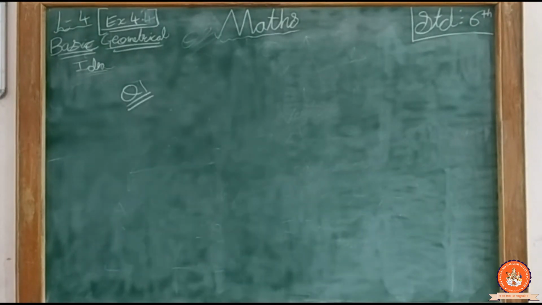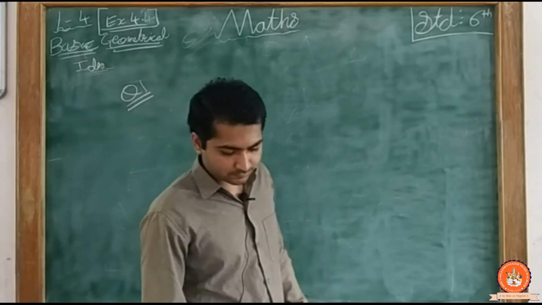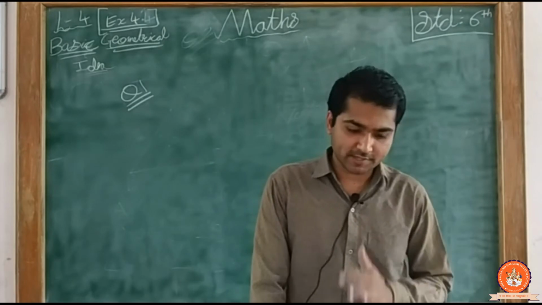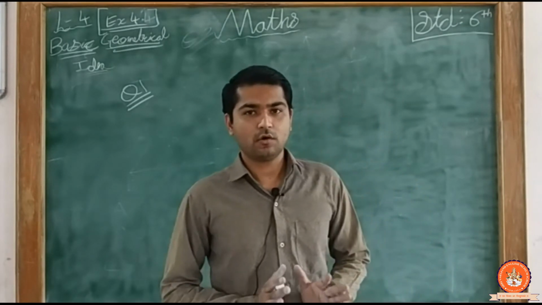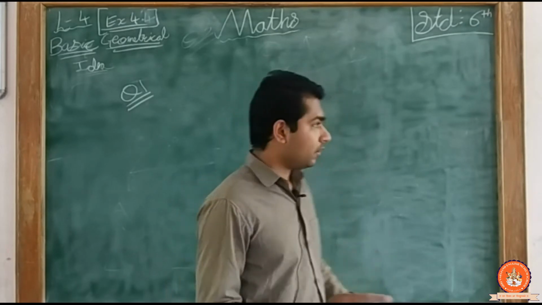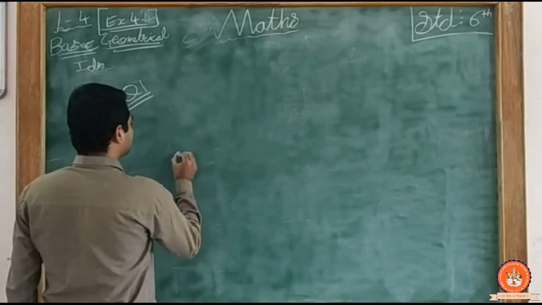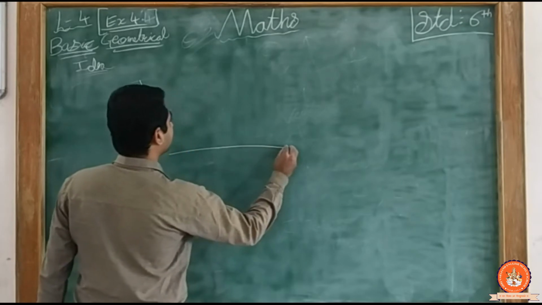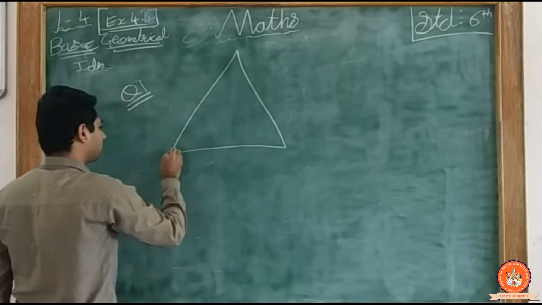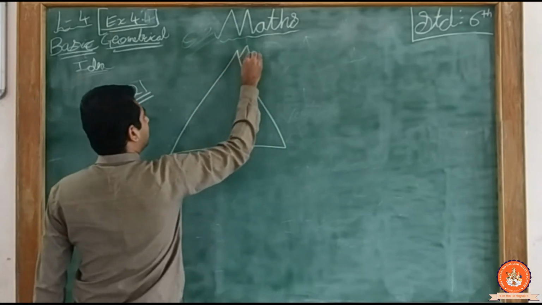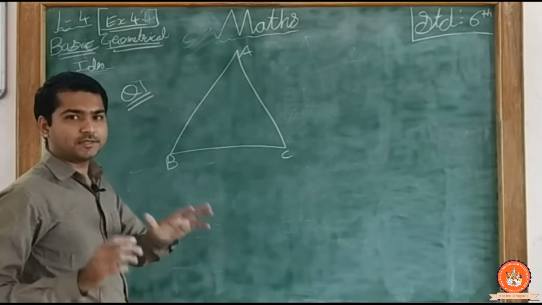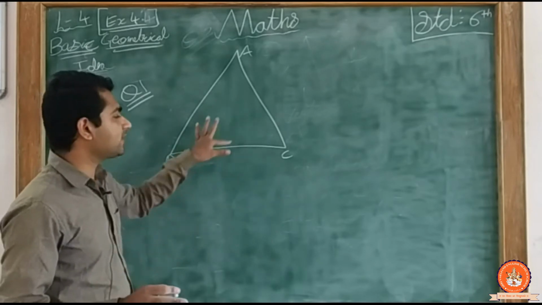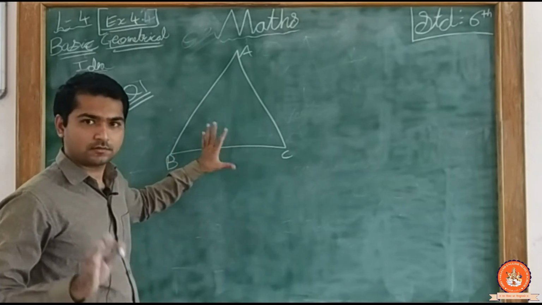Now exercise 4.4, question number 1. Read the question. Draw a rough sketch of triangle ABC. We have to draw one rough sketch of triangle ABC. The rough sketch should be like this. Clear? Triangle A, B and C. It depends on you; the triangle should have 3 sides. I have drawn 3 sides. Clear?